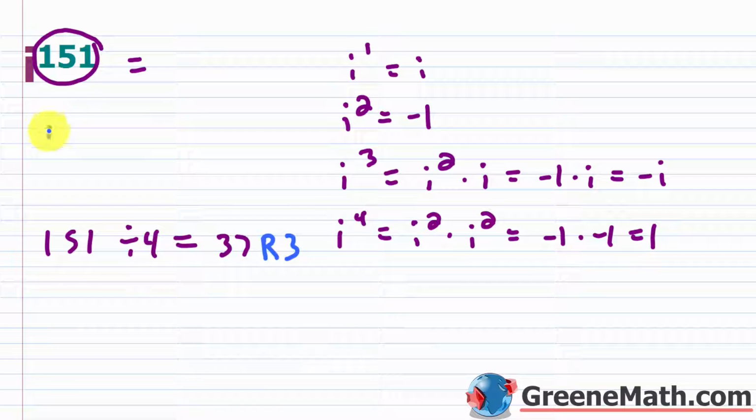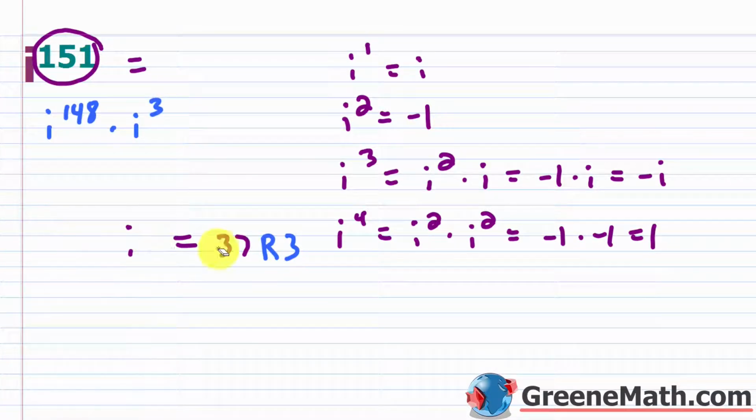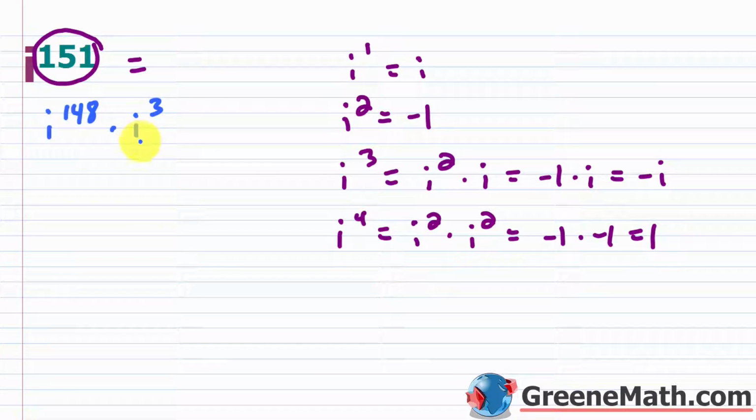I can say, well, this is i to the power of 148 times i to the power of 3. So this is completely legal. I have basically just used my rules of exponents. We have i and we have i, so the same base. We would add exponents and we'd be right back to where we started.